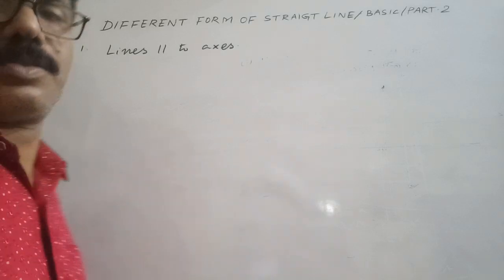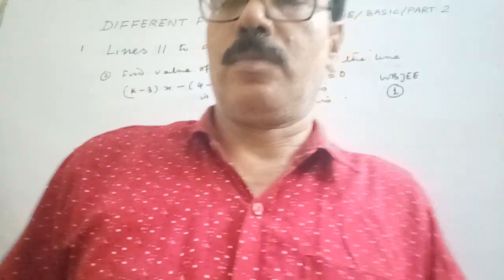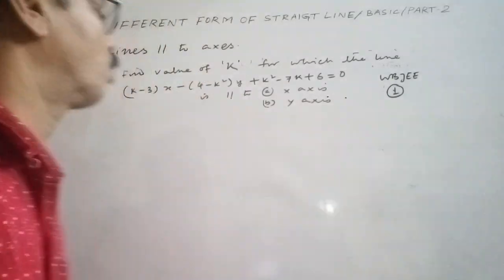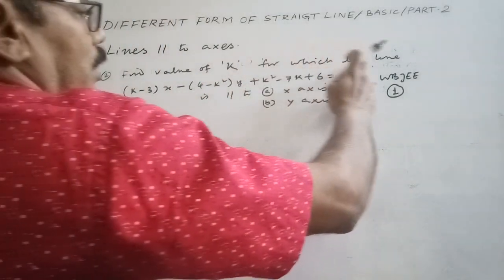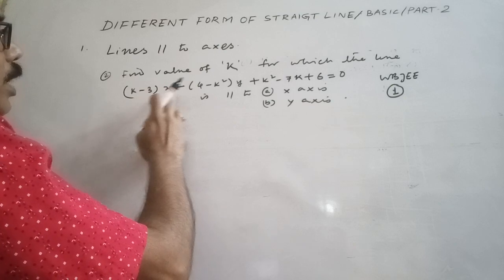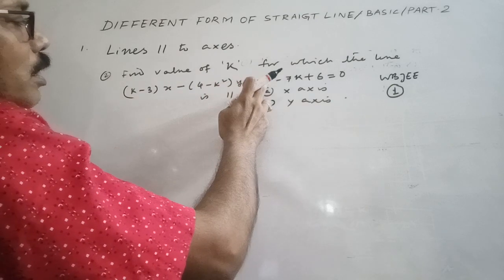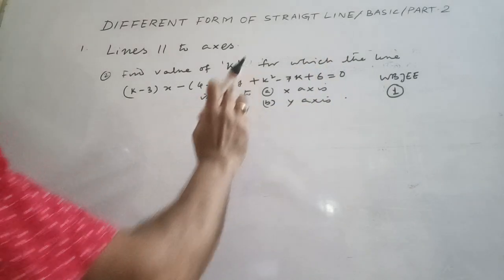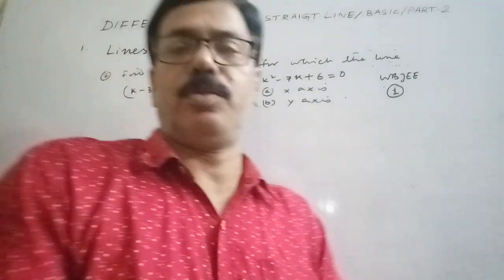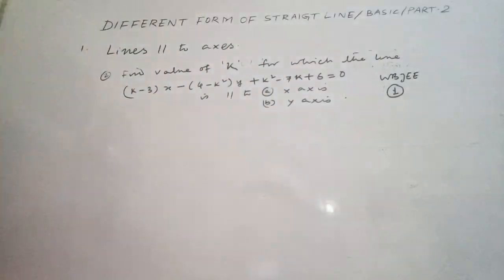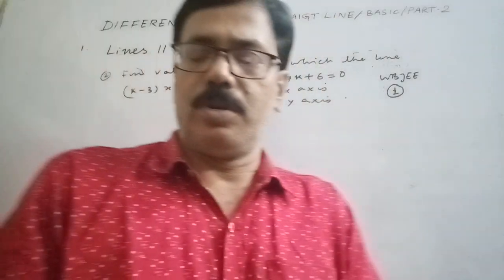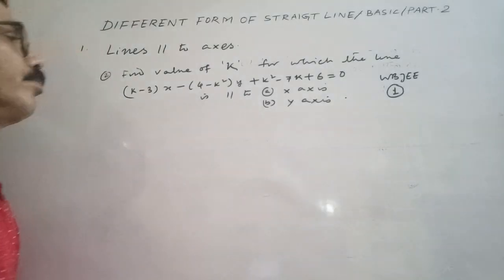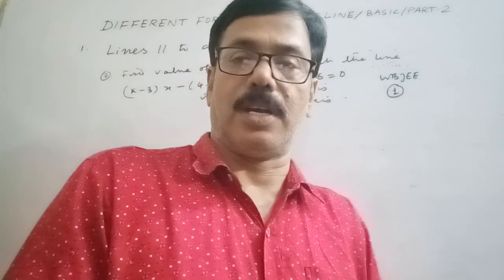So these are the simplest ones. Now consider one more problem. Find the value of k for which (k minus 3)x plus (4 minus k square)y plus (k square minus 7x plus 6) equals to 0 represents a line parallel to x-axis, and number 2, parallel to y-axis. Here k is a constant. You know every first degree equation represents a straight line. So it represents a straight line.